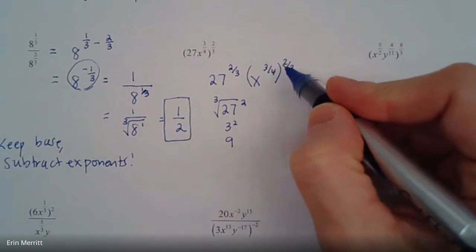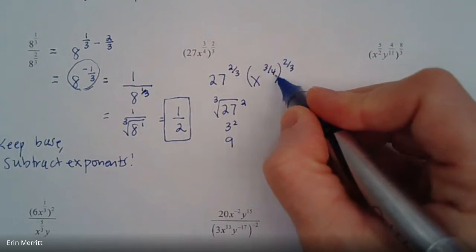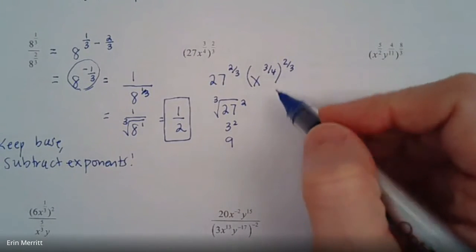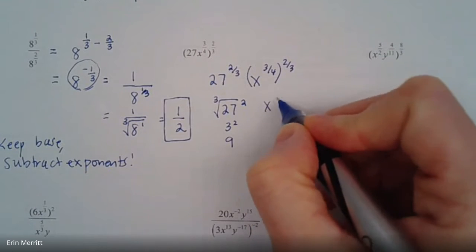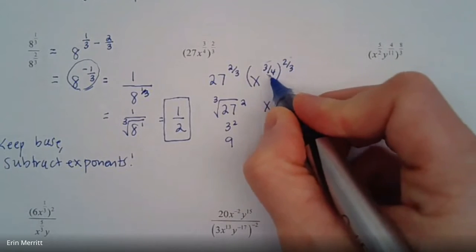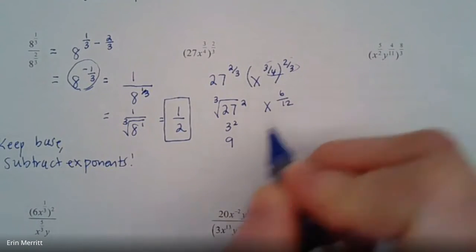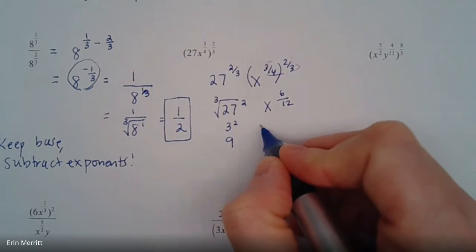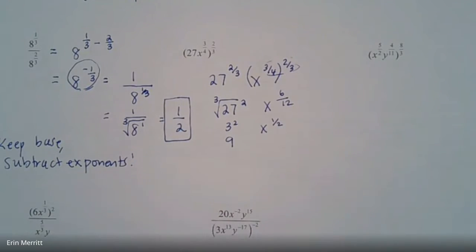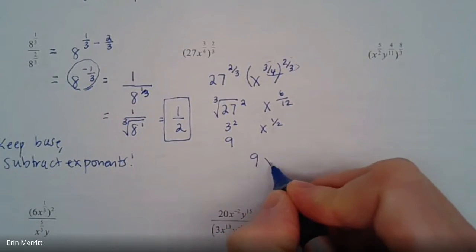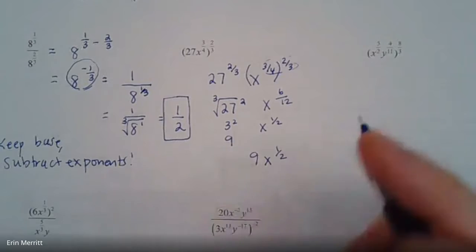All right, over here, power raised to a power. So 3/4 times 2/3. You can multiply the exponents together and then simplify. So 3 times 2 is 6, 4 times 3 is 12, because remember, numerators together, denominators together, which would give me 6/12, and that can reduce right down to x to the 1/2 power. So multiply that last result together. So it would be 9x to the 1/2, just like that.